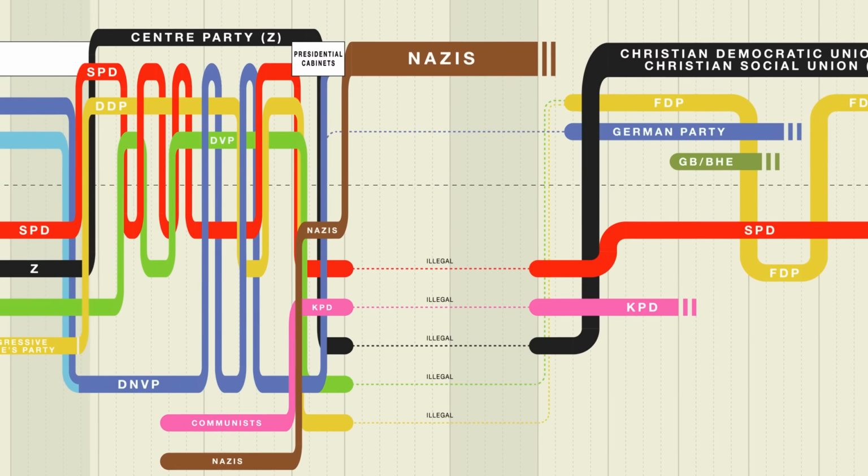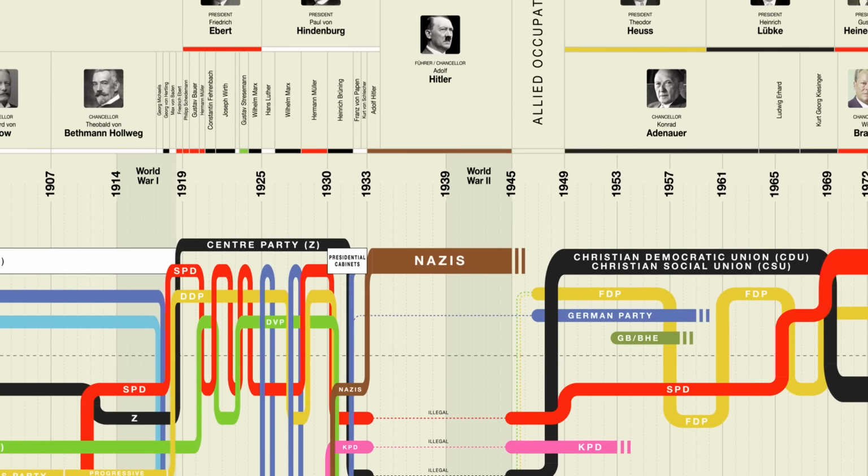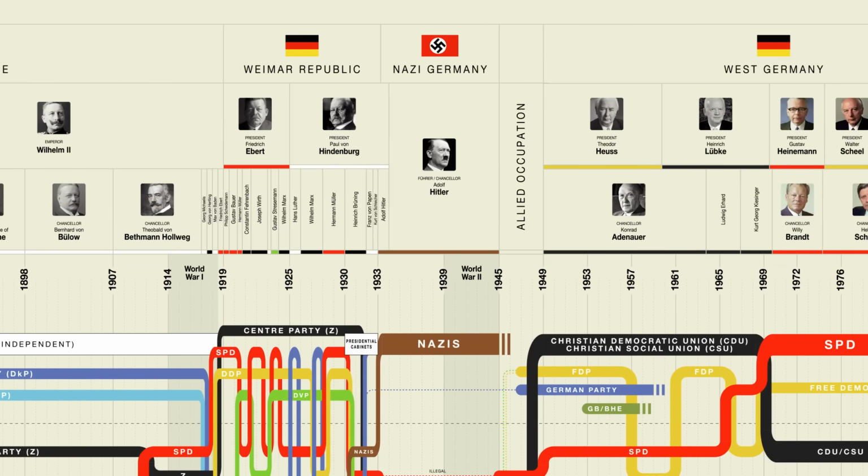The final step in Germany's transition from republic to dictatorship occurred when President Paul von Hindenburg died in 1934. At this point, the roles of president and chancellor were merged, and Hitler was thereafter referred to simply as the Führer, which is the German word for leader.